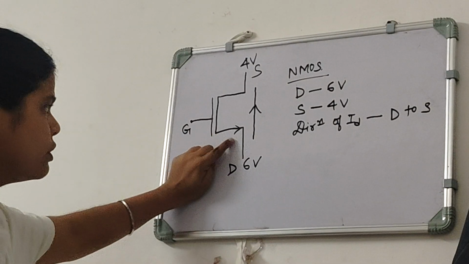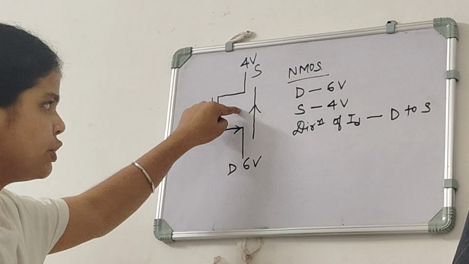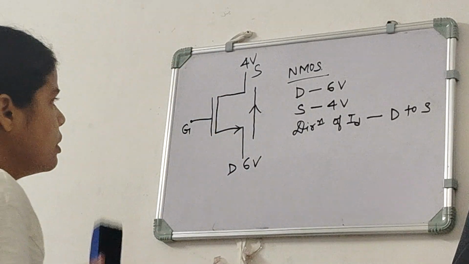So we don't rely on this arrow given in the symbol. We have to identify the direction of current by first identifying which is the drain and which is the source.